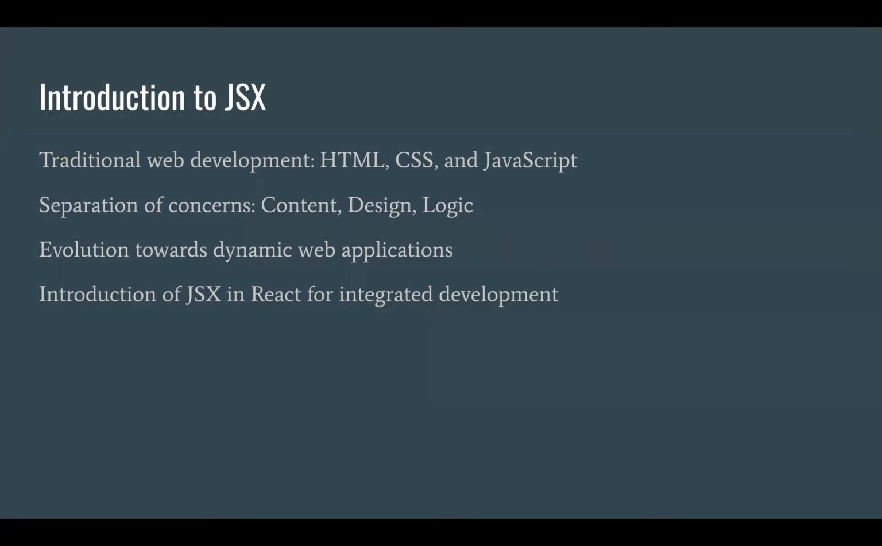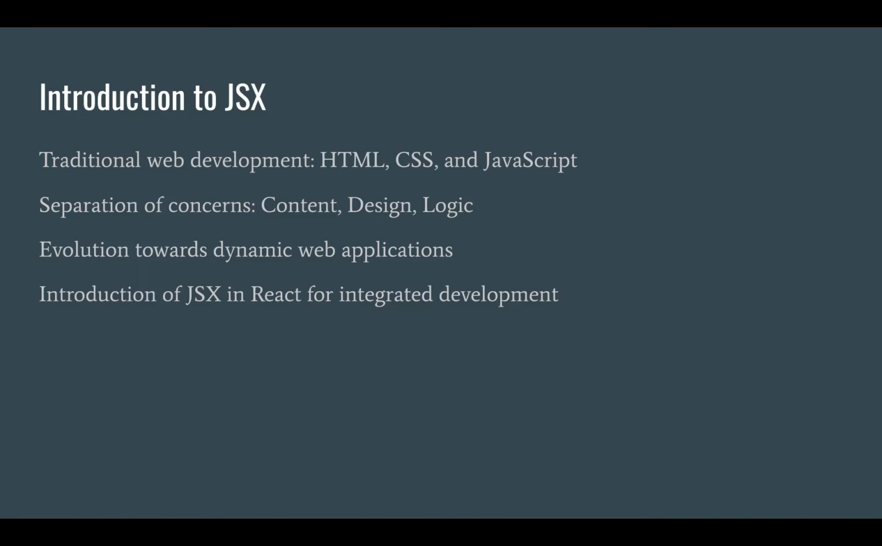Historically, web development involved separating content, design, and logic into HTML, CSS, and JavaScript respectively, and each of them had its own place, often in separate files. But as web applications became more dynamic, the line between logic and content began to blur. So JavaScript started to take a more central role, dynamically generating and manipulating HTML on the fly.